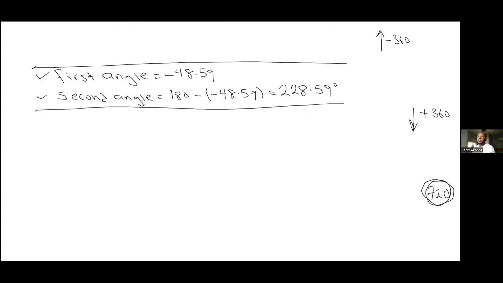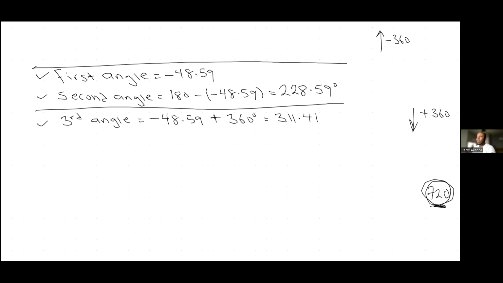So now we've gotten the first angle and the second angle. Now to get the third angle in the positive direction, we're going to be adding 360. So it's going to become minus 48.59 plus 360 degrees. And that will give us 311.41. Now, 311.41 is still less than 720, so we keep going, all right?